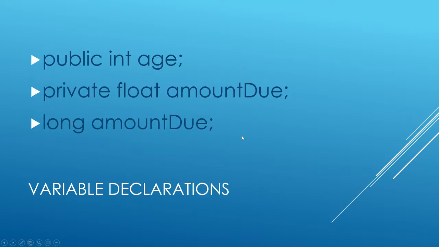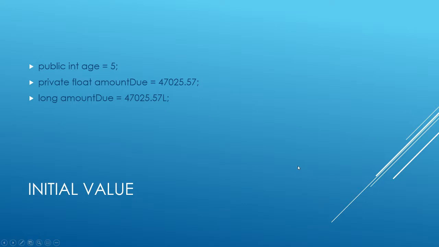For example, here are some variable declarations. We declare a public integer named age. Here we declare a private variable, a float, named amount due. Here we declare a long variable named amount due. Notice that we can leave the public or private access mode off of our variable declaration. What does that default to then if we leave that off? I'll let you decide to find that in your text.